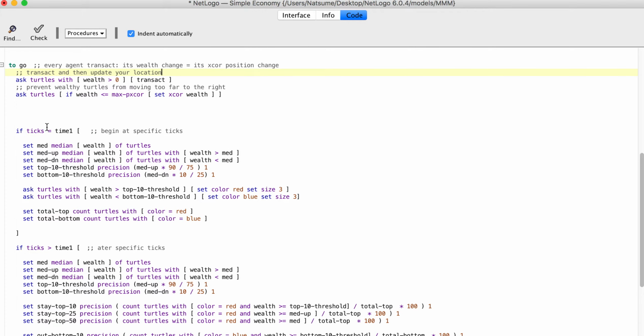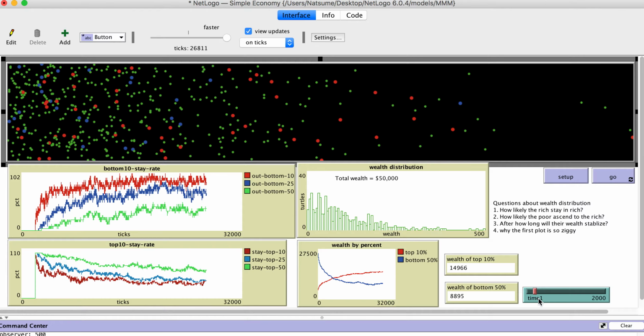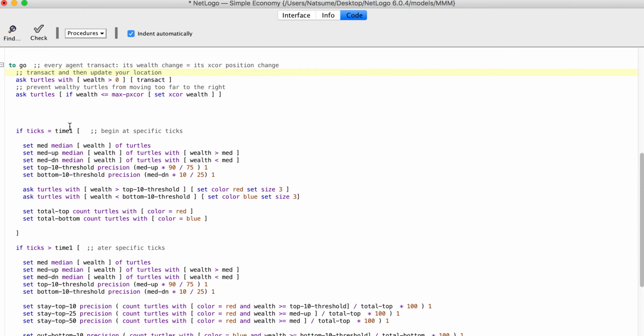So first, we will set a specific tick. Say, let's look at the value when the ticks equals 1,000. Time 1 equals 1,000, which we define here. Time 1, now it's 2,000. So time 1 equals 2,000. When ticks equals 2,000, we run the functions, we execute the lines here.